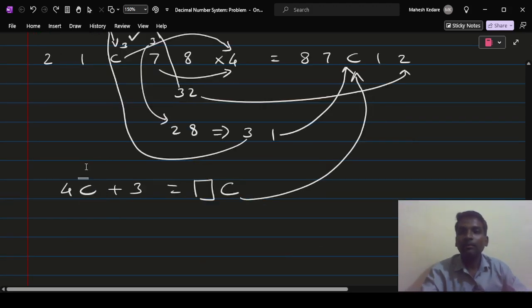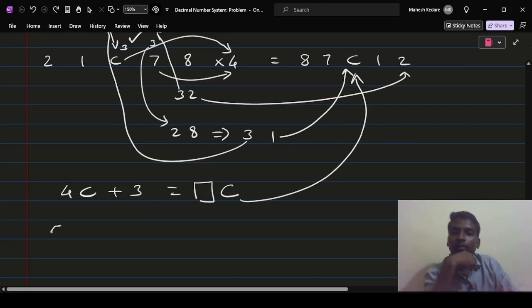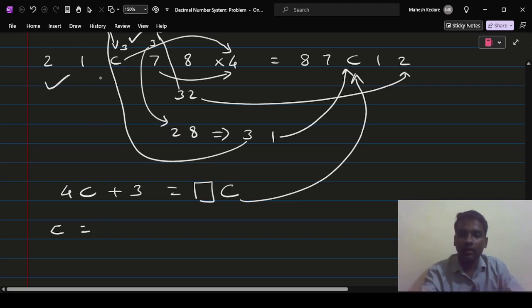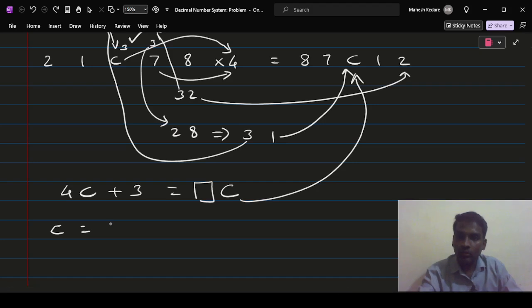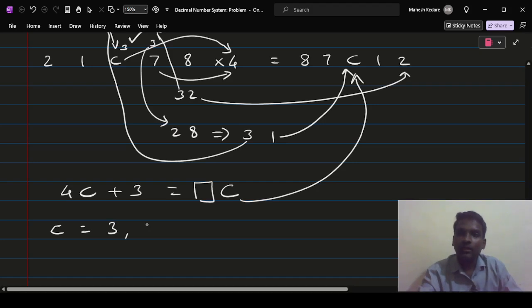Again we have a number of choices for C. Now we write possible values of C. C cannot be 1 because 1 is already present in the number and all digits are different. C cannot be 1, neither can it be 2, it can be 3 or 4 or 5 or 6 or 9.